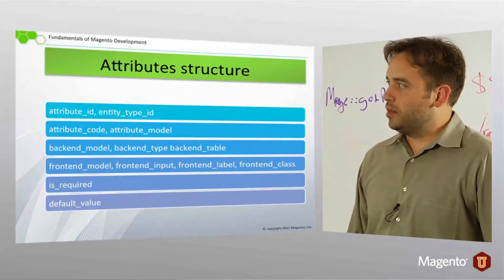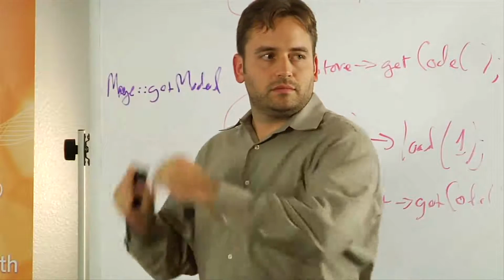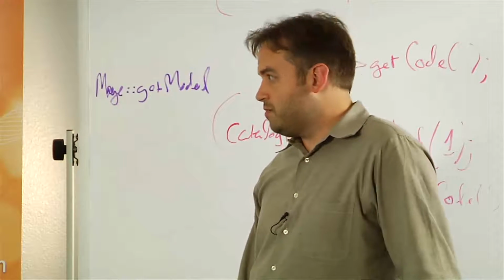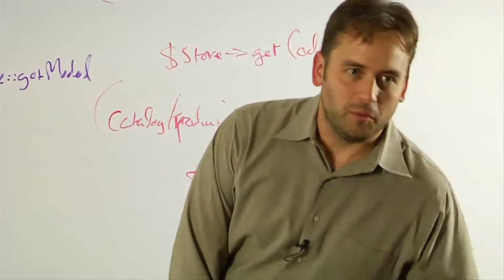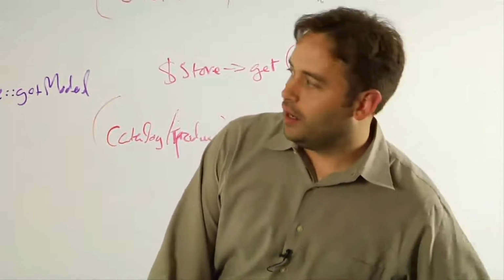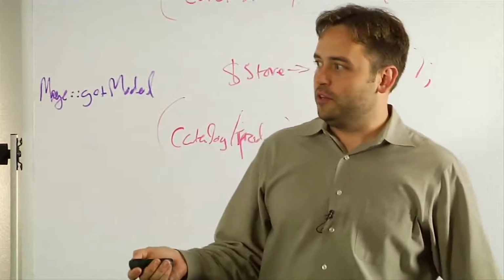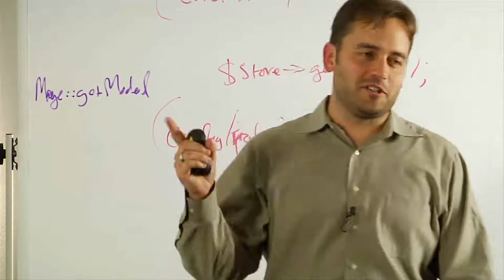Front end label. So obviously, what do we call that? And then front-end class, I believe, a CSS class, used when rendering. Then is required. Guess what that does? 1 or 0.